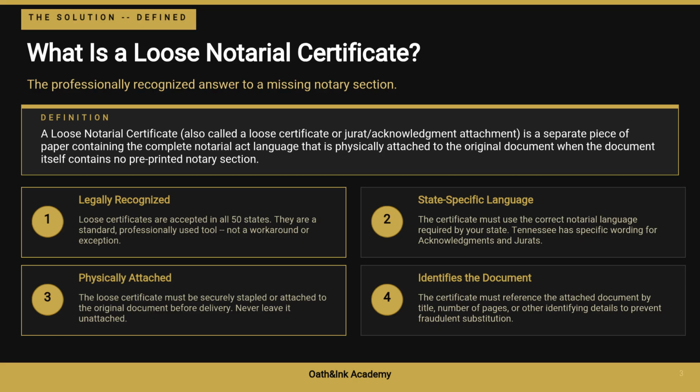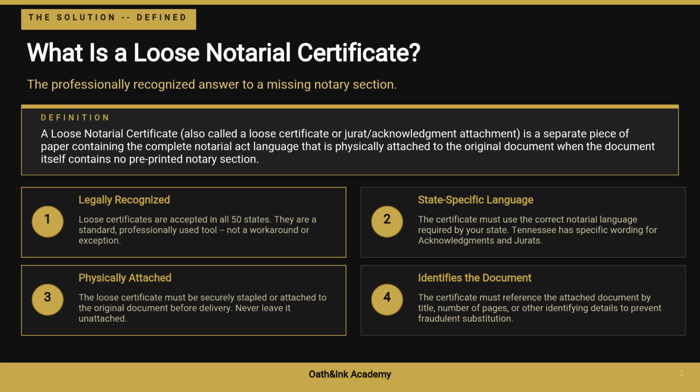It is not some improvised workaround. It is a professionally recognized, legally accepted tool used by notaries every day across the country. Next, there are 4 things you need to know about how it works. 1. It's legally valid in all 50 states. You are not doing anything irregular or unusual by using one. 2. It must use your state's required wording. You cannot make up the language. Tennessee has specific legally mandated certificate language for both acknowledgments and jurats, and we'll look at those in a moment.